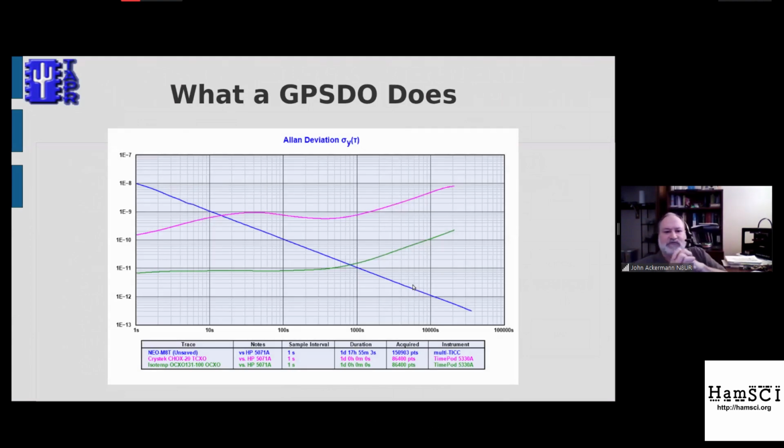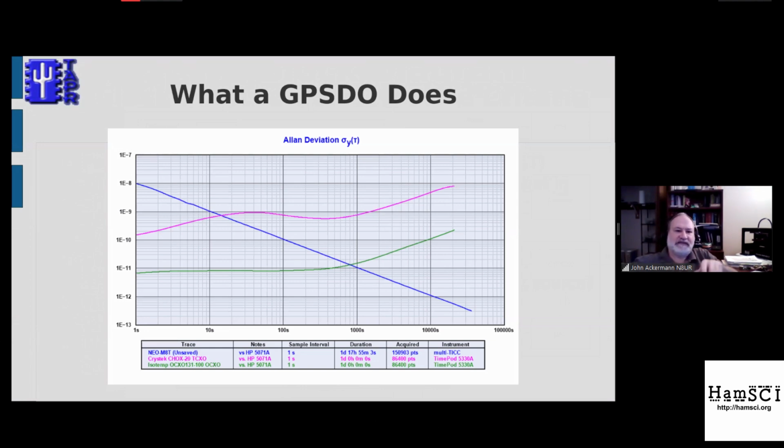So here is what a GPSDO does in one slide. Those of you who might be studying this, you now have a semester that you can take off. Because all that's happening in a GPS disciplined oscillator is that we are taking the performance of a local oscillator, typically a crystal of some sort, and using that in the short term for stability, but in the long term using the GPS signal. In other words, we're locking the local crystal oscillator to the GPS.